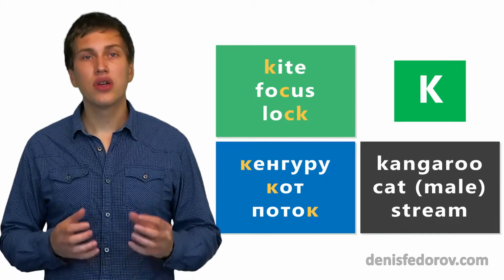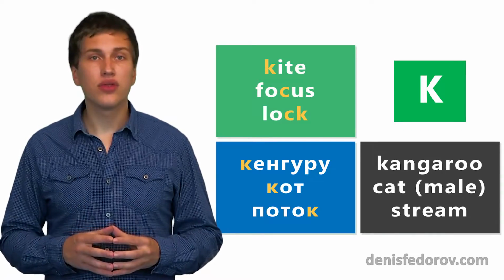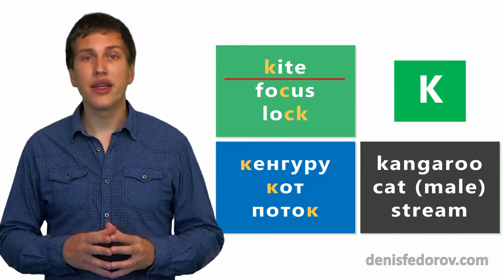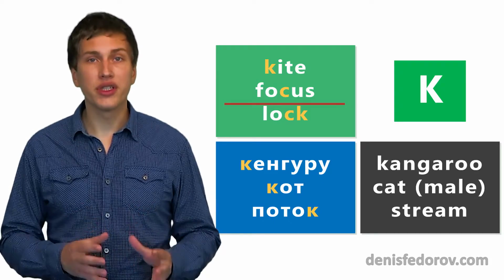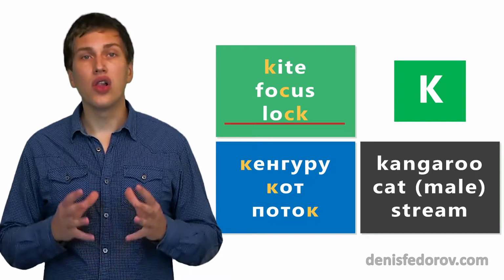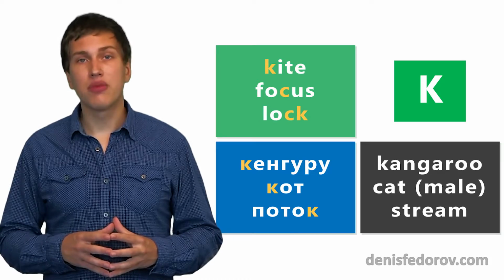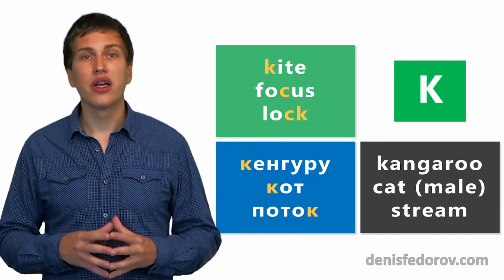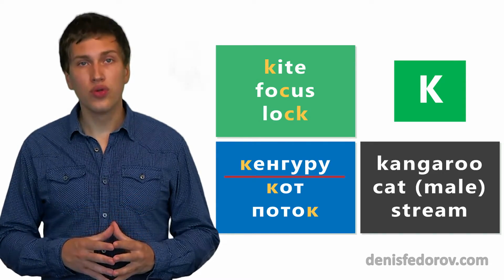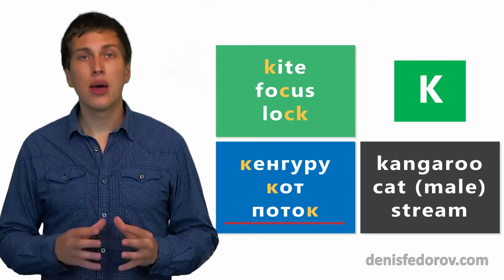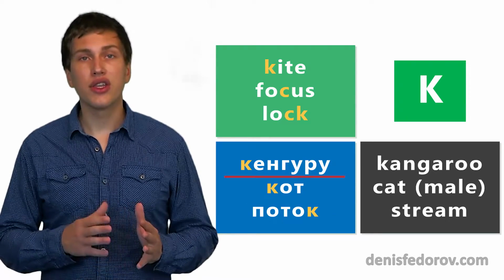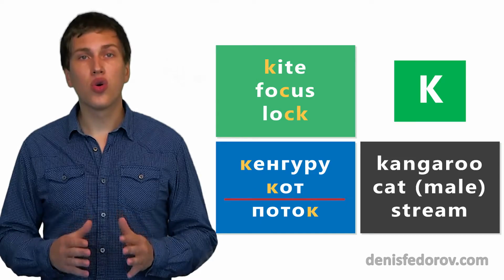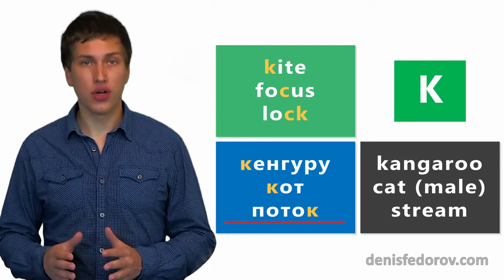The letter K. It sounds as K in kite, C in focus, CK in lock. The Russian examples for K are кенгуру, кот, поток.